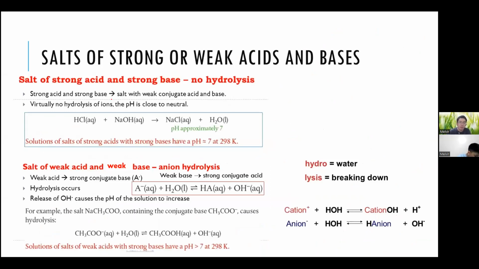Yan. So ang susunod ay salts of strong or weak acids and bases. So let's proceed first with salts ng strong acid or strong bases. So strong acid and strong bases will produce salt with weak conjugate acids and bases. So therefore, theoretically speaking, let's say ito si HCl. Di ba strong acid naman to, Josh? So we will have a full arrow, one-headed arrow lang siya to form H3O plus Cl minus.